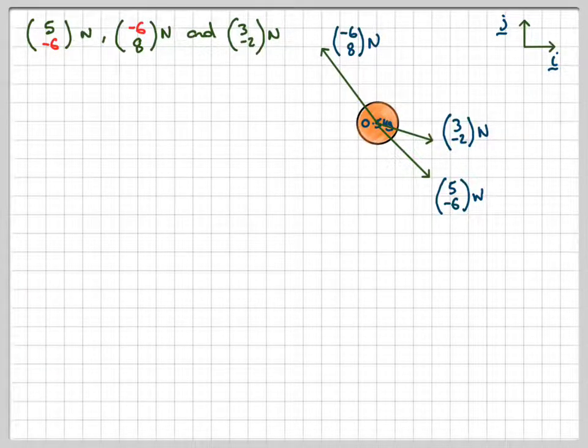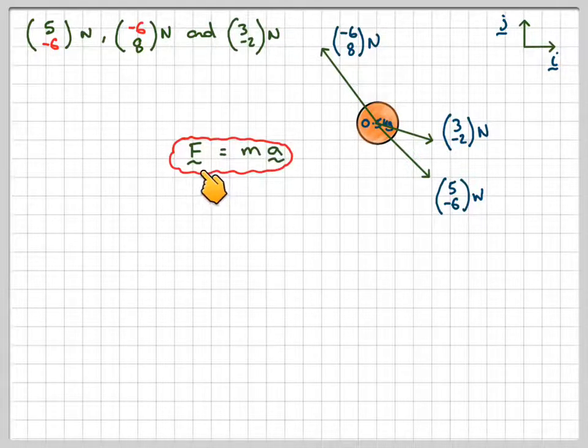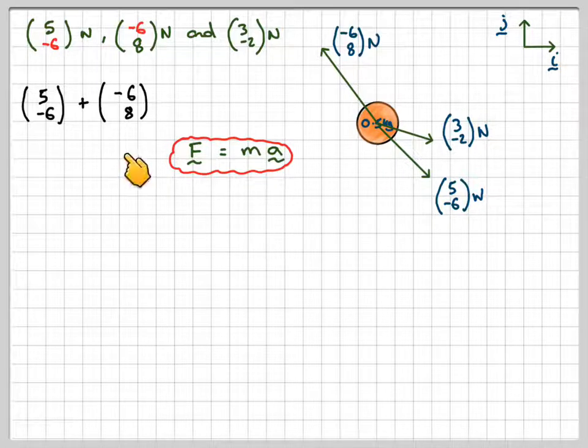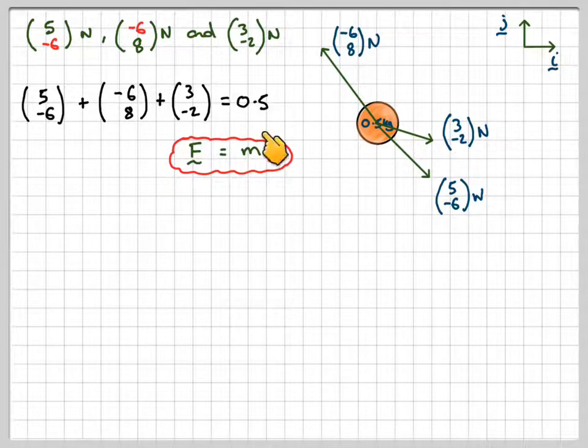Okay, so imagine that you're now looking down at the particle, and the particle's on the table, and you can see the forces coming out of it. Right. Using Newton's second law, force is equal to m times acceleration. We're going to have 5, minus 6, plus minus 6, 8, plus 3, minus 2 is equal to 0.5, the mass, times the acceleration that I want to find. Acceleration is a vector quantity and the force is a vector quantity.